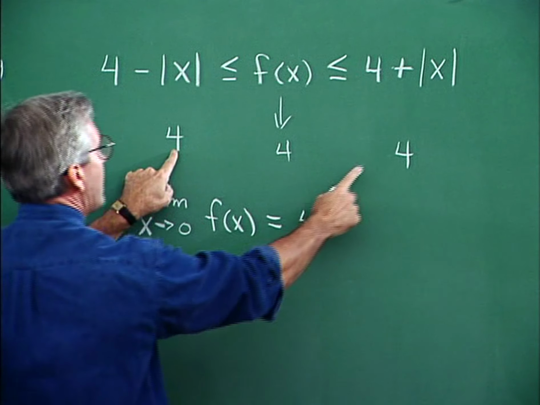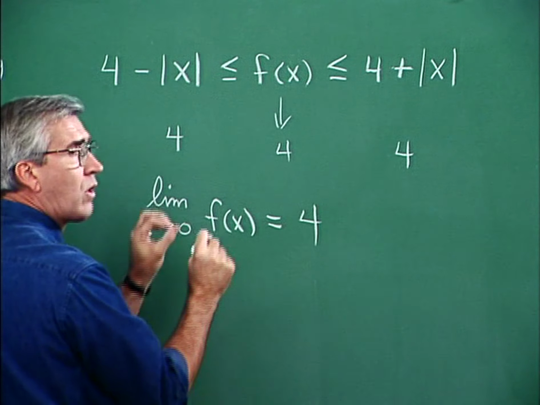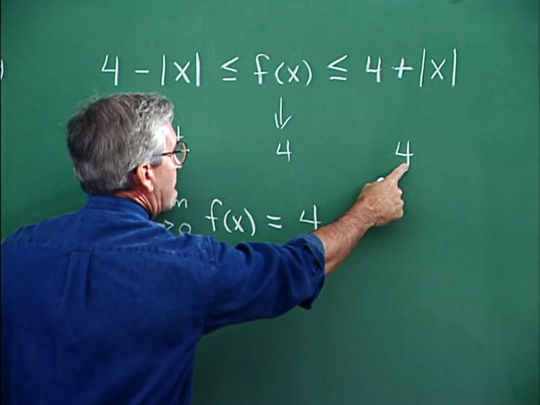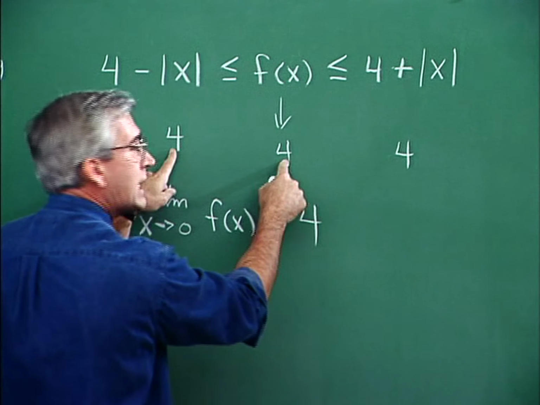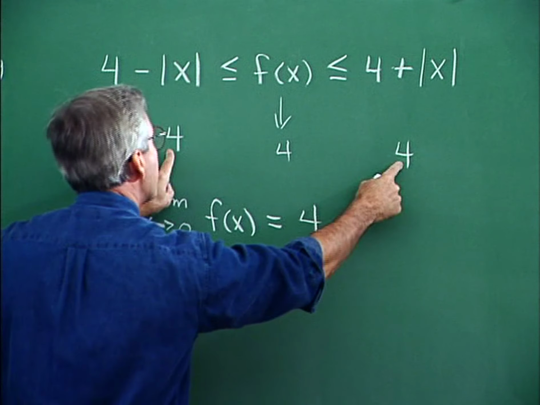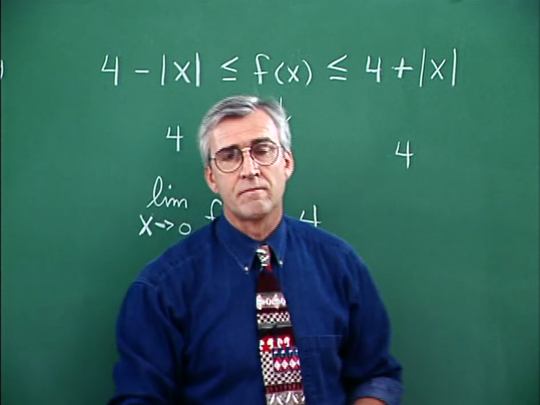Now, it's important that these two have exactly the same limit. That's a very important idea in the squeeze theorem. If these are different from one another, then we can't make any conclusions about a limit involving f of x. But if these are the same, then the limit for f of x has to be that same number.